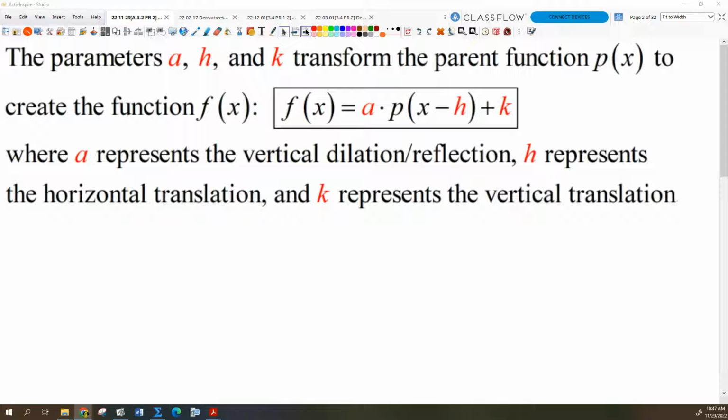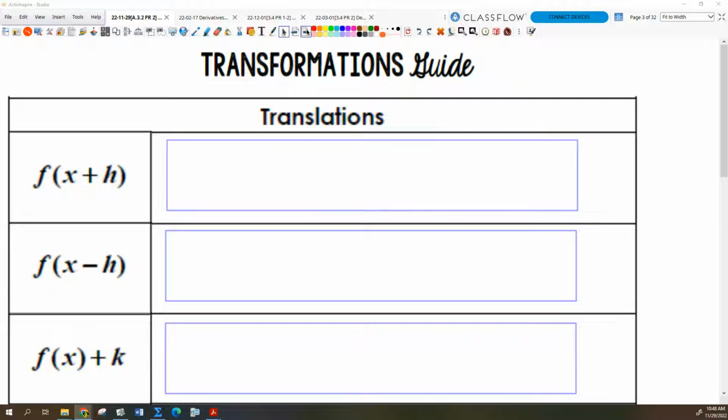We're going to talk about A as being the vertical dilation factor. That's telling us how much the function is being stretched or compressed vertically, and also if the function's being flipped over, so it's being reflected, so it's upside down. H represents the horizontal translation. Translation, remember from last year, is just sliding something, right? And K represents the vertical translation, how far we're sliding it vertically, okay?